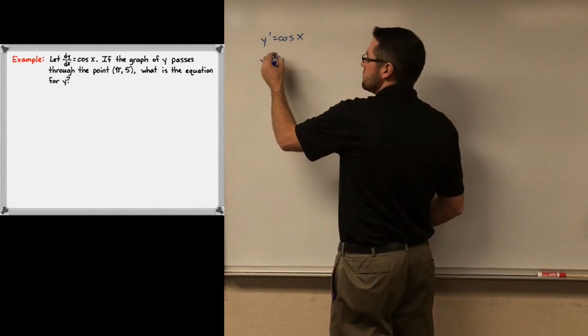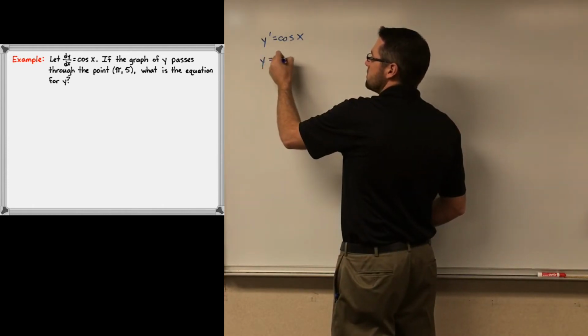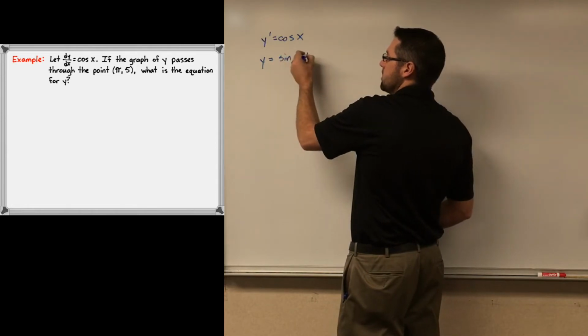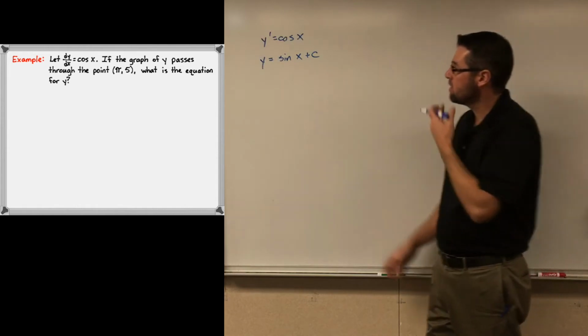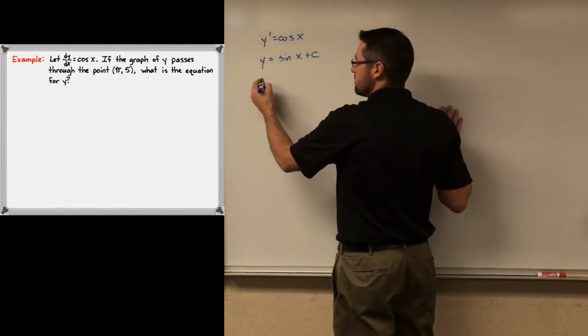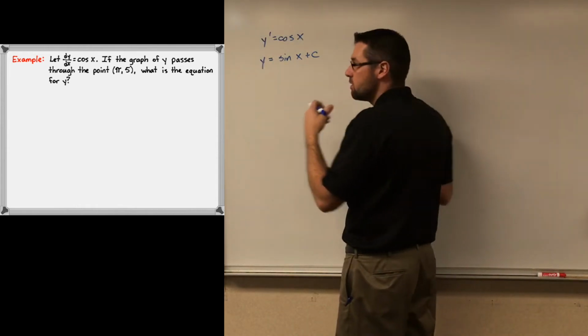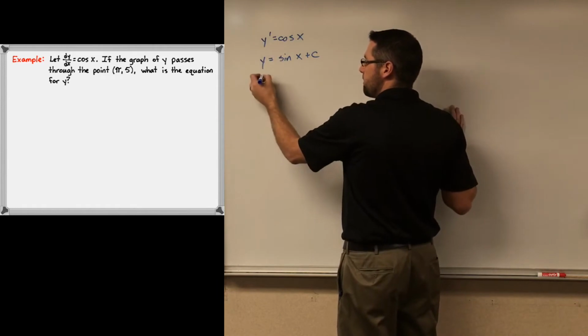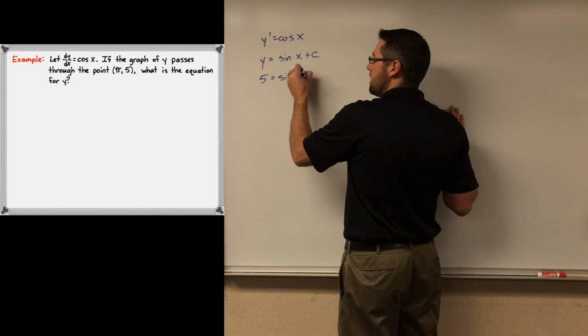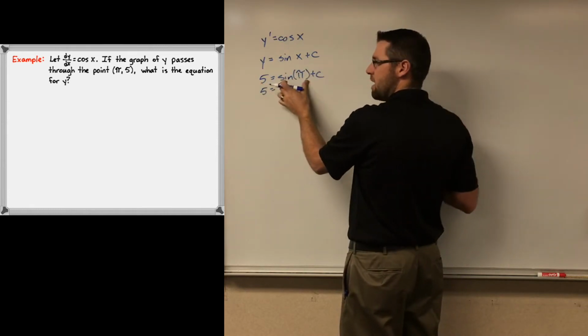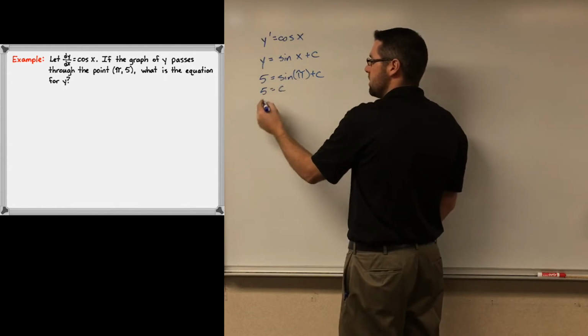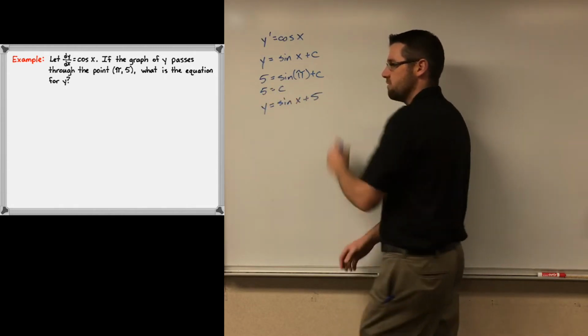So y equals sine of x plus c. Okay? How do I find c? Plug in the, what's it called? Initial condition. So what's y? 5 equals sine of pi plus c. Sine of pi is 0, so that's just c. So our final answer is y equals sine of x plus 5.